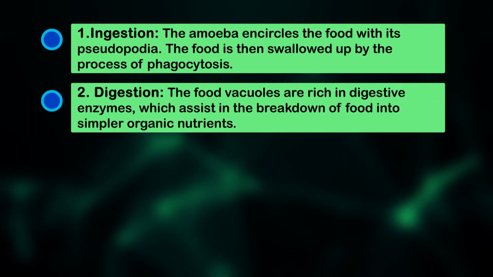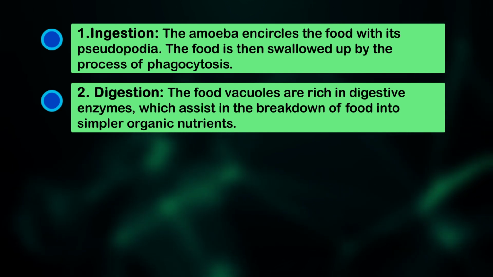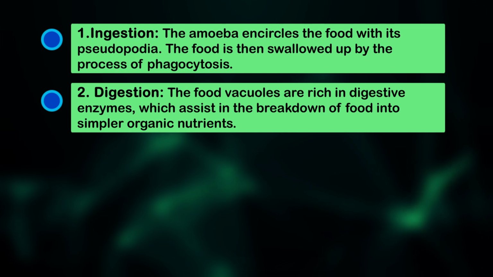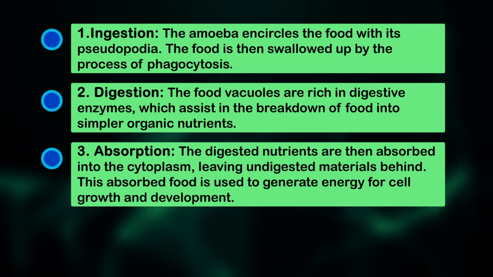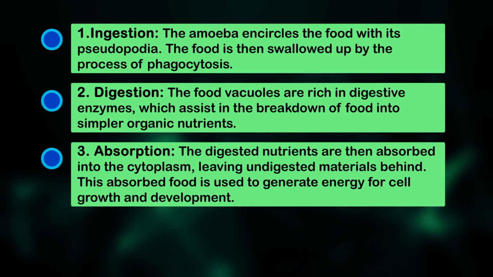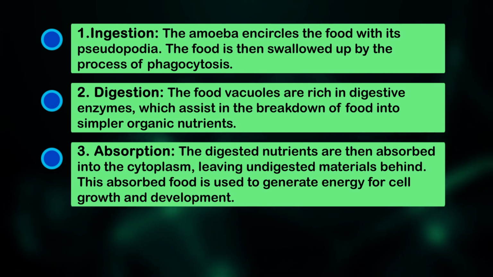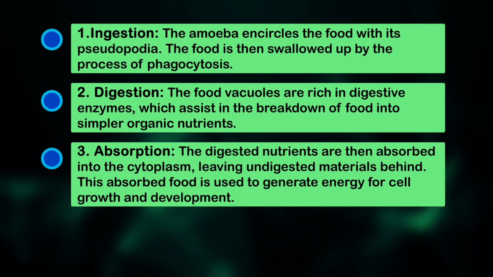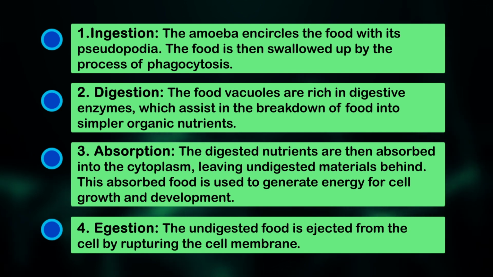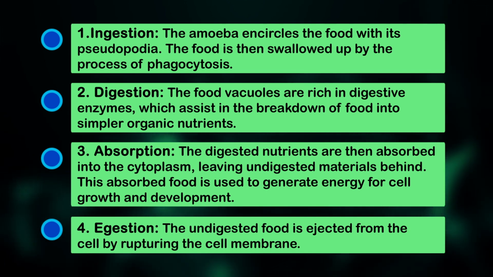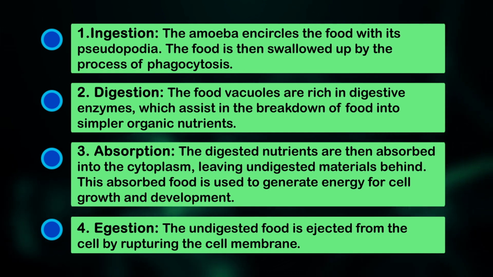Digestion is the next process, where the food vacuoles, which are rich in digestive enzymes, help to break the food into simpler organic nutrients. The next process is absorption. Here, the digested nutrients are absorbed into the cytoplasm, leaving undigested materials behind. This absorbed food is used to generate energy for cell growth and development. Finally, by the process of egestion, the undigested food is moved out or ejected from the cell by rupturing the cell membrane.